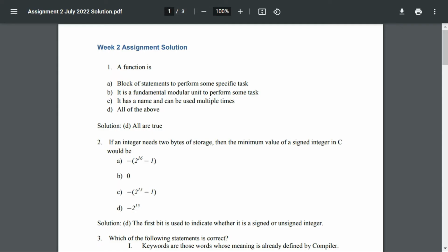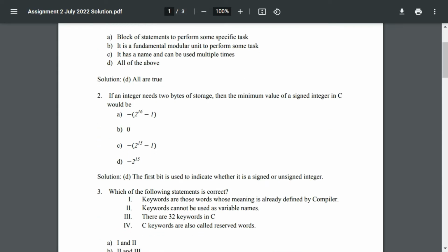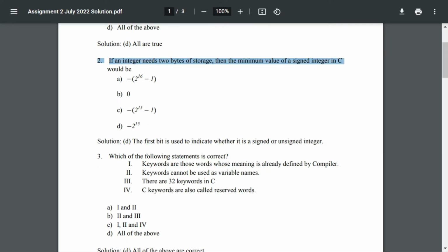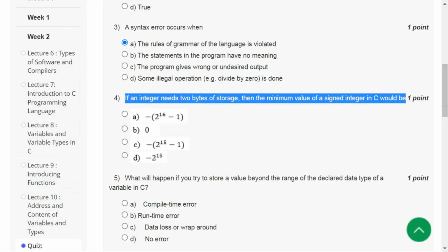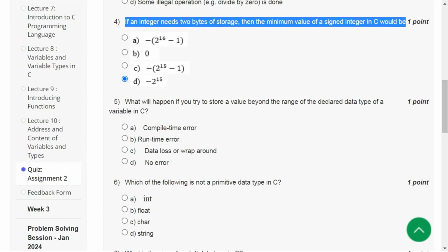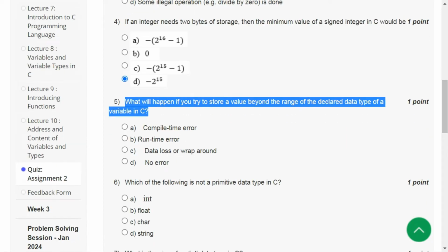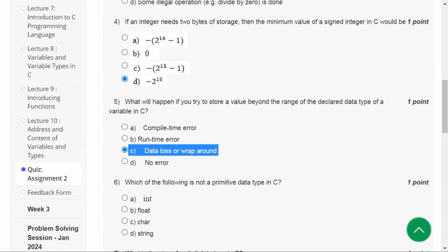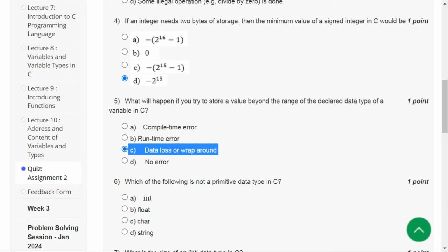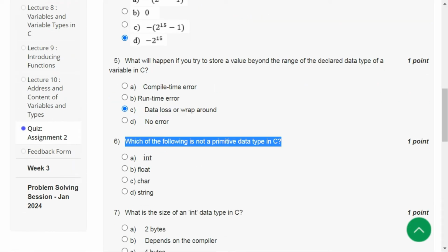For question number 4, the correct option is option D, because it is a signed integer, so the first bit is used for sign, and using 2's complement the minimum value we can get is negative of 2 raised to power 15. For question 5, the correct answer is option C, data loss or wraparound.